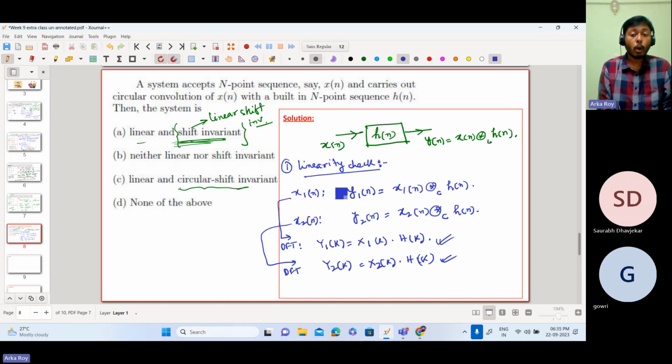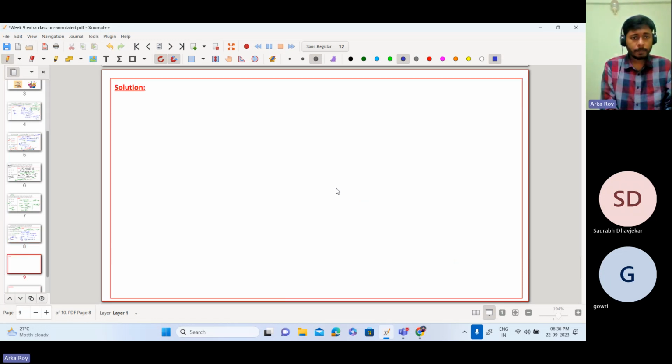Now I will be using some combination. So this is h[n], and over here I will be feeding c1x1[n] and c2x2[n]. Then I will see what the output is. So let me go to the next page. So y3[n] will be equal to c1x1[n]. Sorry, so it's a linear combination.